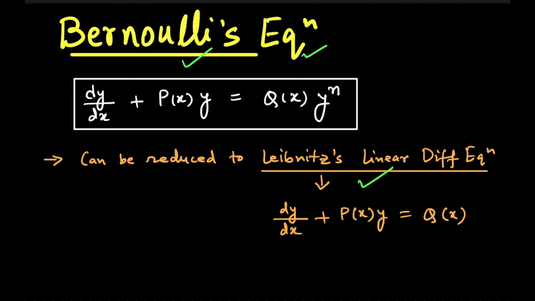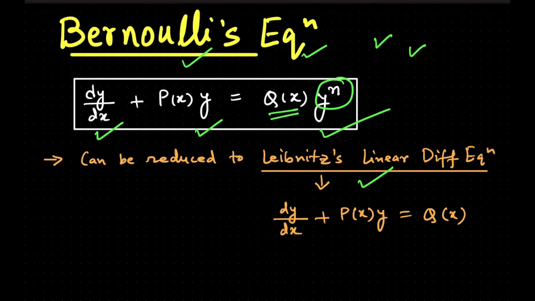Jacob Bernoulli was a Swiss mathematician known for his famous work in probability and elastic theory. So this is the famous Bernoulli's equation. You can see dy by dx plus p(x) into y, where p is a function of x, is equal to q as a function of x into y to the power of n.